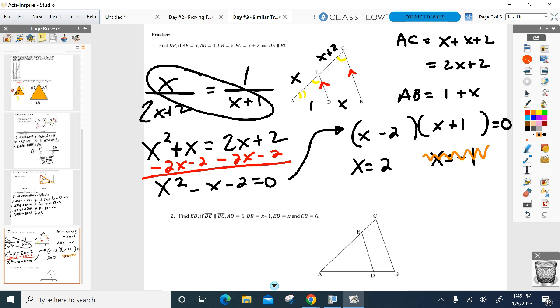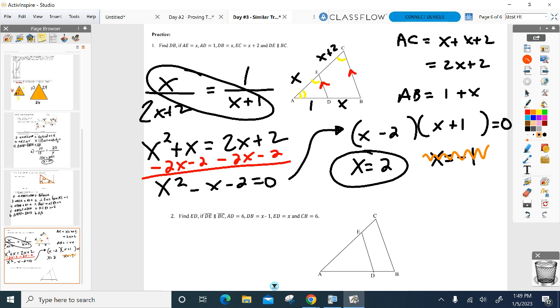Don't just circle the positive every time. You could plug a positive number in and it could lead to a negative side sometimes. So be careful there. Make sure you check both your answers into your diagram. x equals 2. And it asks, go back, find DB. What did we label DB as? x. So we're good.